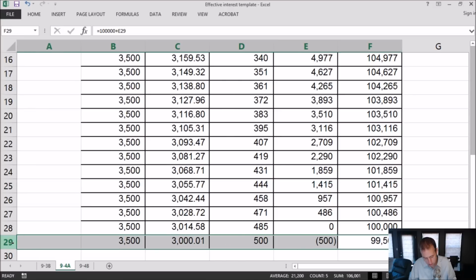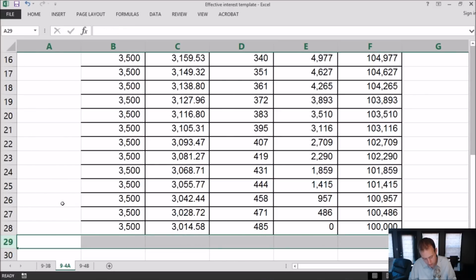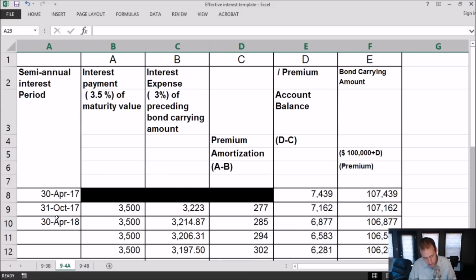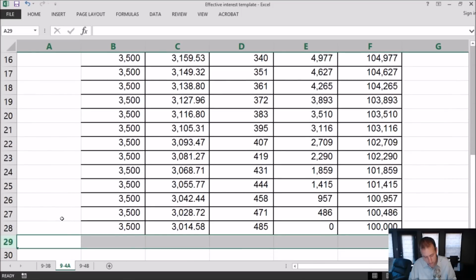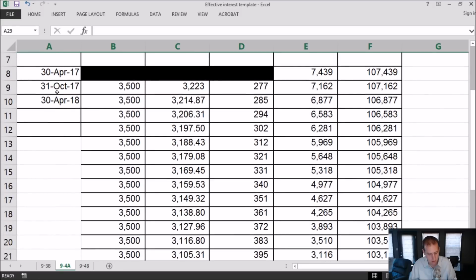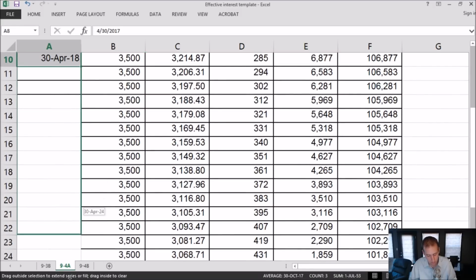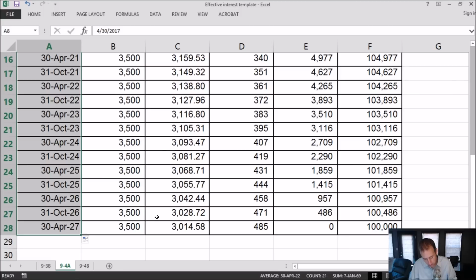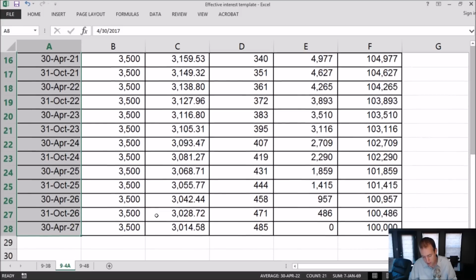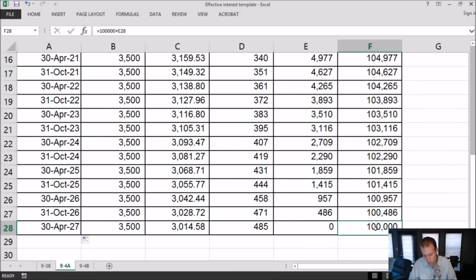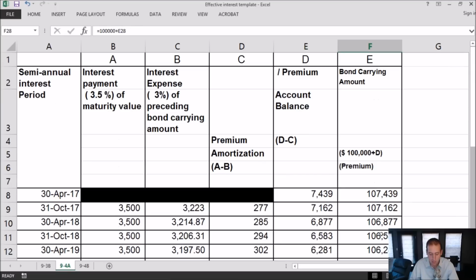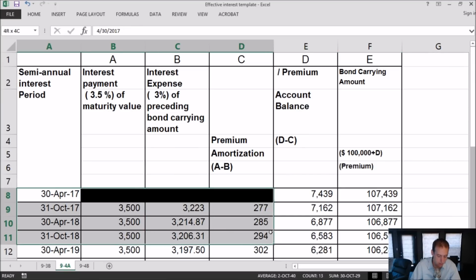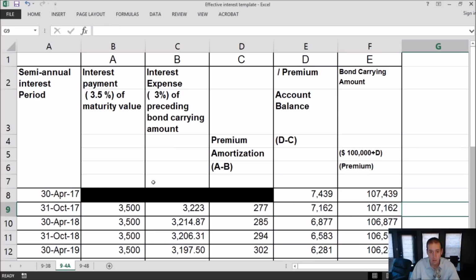There we go. So you can see we hit 100,000 exactly, and I'm guessing that's going to be 20 periods from now, 10 years from now. Yeah, we do. See if this fills properly. I always find dates don't fill very well, but maybe it did. Yeah, April 30th, 2027, is the date we have to pay this bond back. But if you're being asked to prepare one of these by hand, you'll just be asked for the first three or four interest periods, and there we've done it on screen.